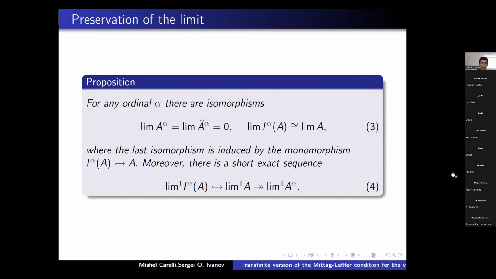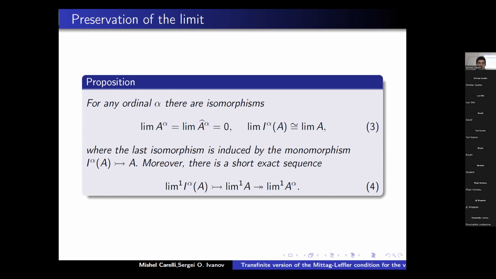Okay, the first proposition is going to be the new one that's formulated in the paper, and then the rest of the results we'll see. For any ordinal alpha, there are isomorphisms: the limit of A alpha and the limit of the alpha completion of A would be 0, and the limit of the alpha image would be isomorphic to the limit of A. The last isomorphism is induced by the monomorphism, the inclusion from the alpha image of A to A, and there is a short exact sequence of derived limits of the alpha image of A and A alpha.